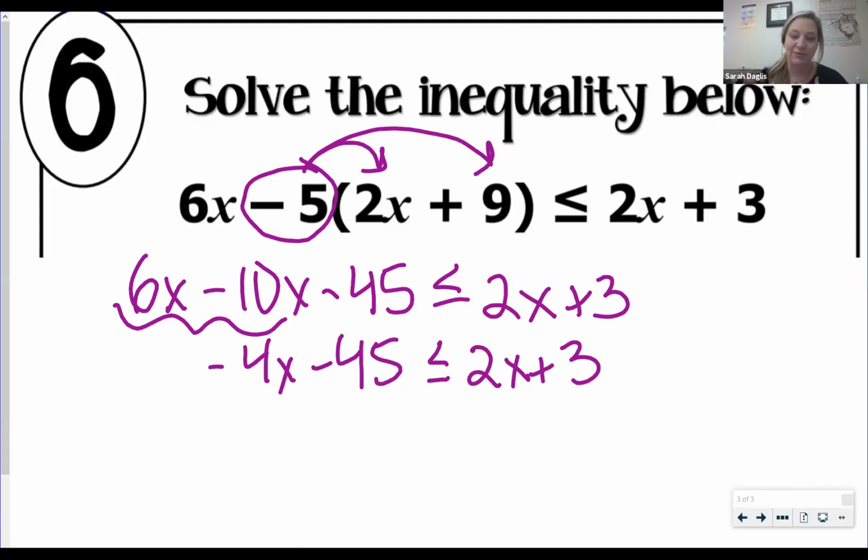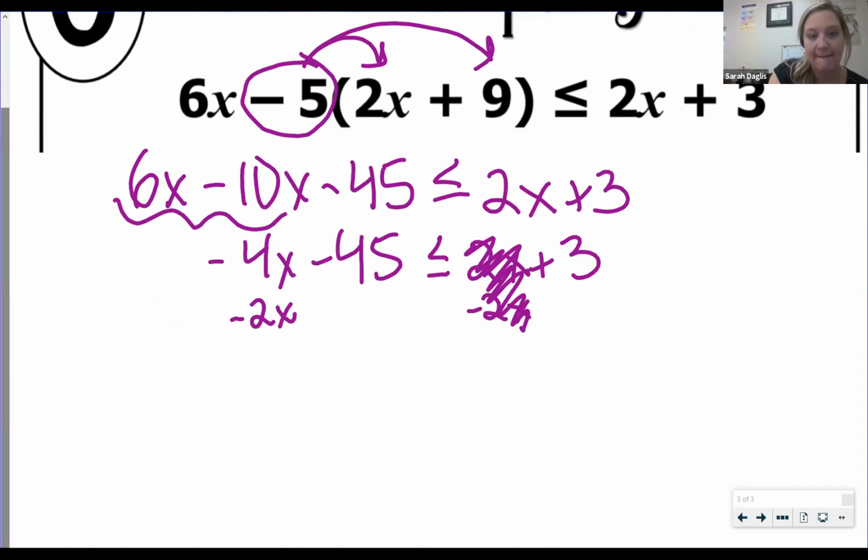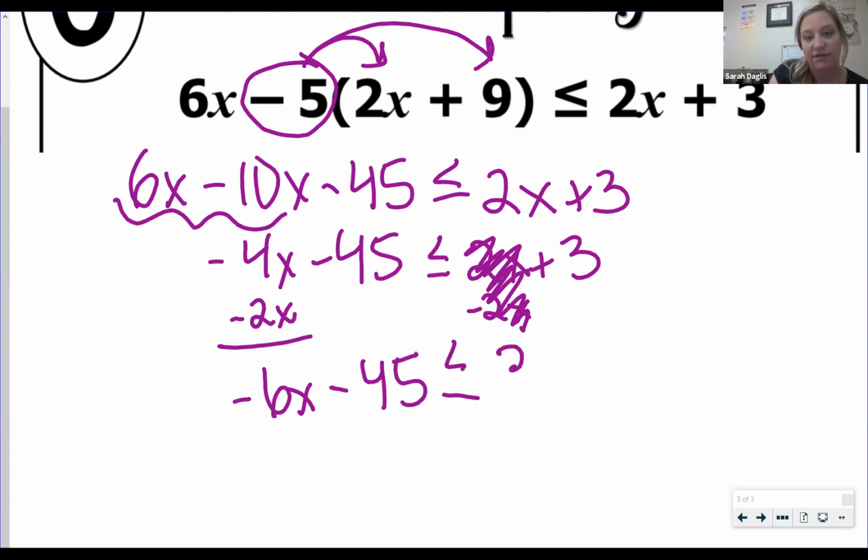I always move my x over to the left because that's how all of my answers were written. So I'm going to move 2x over. It's positive 2x right now, so I'm going to subtract it from the other side from my other x. So 2x minus 2x, they're gone. Negative 4x minus 2x gives me negative 6x. We still have minus 45, less than or equal to, and there's still a 3 right here.